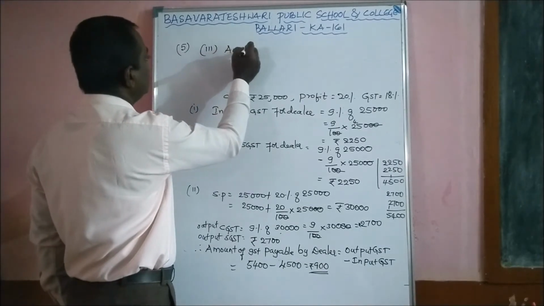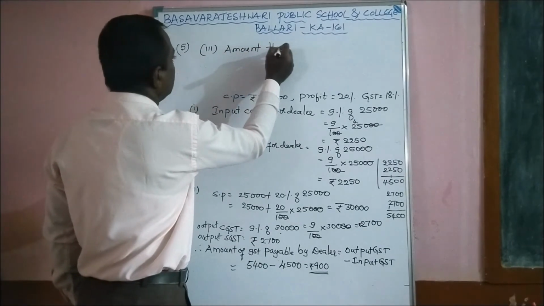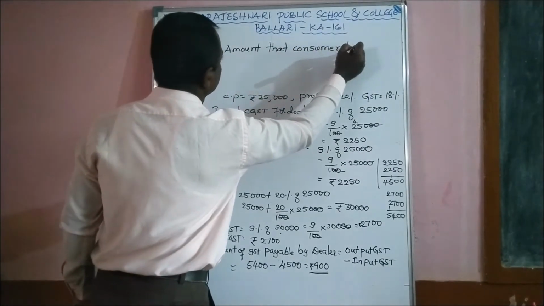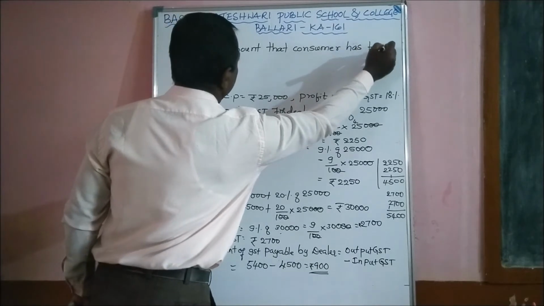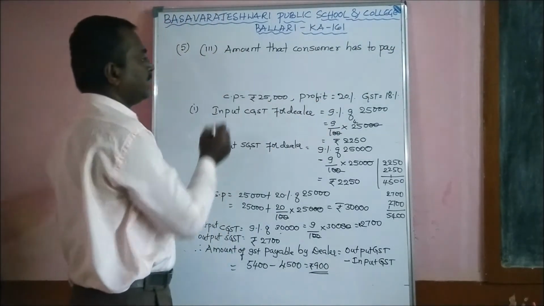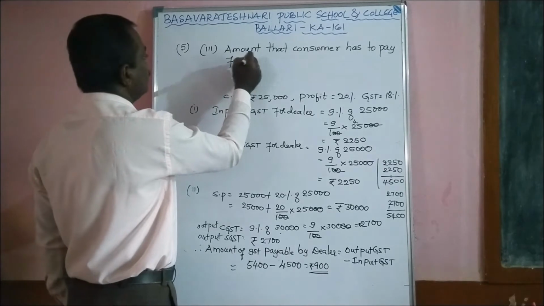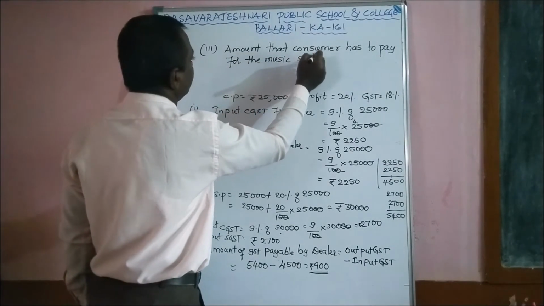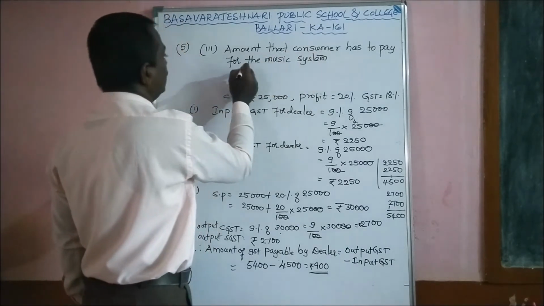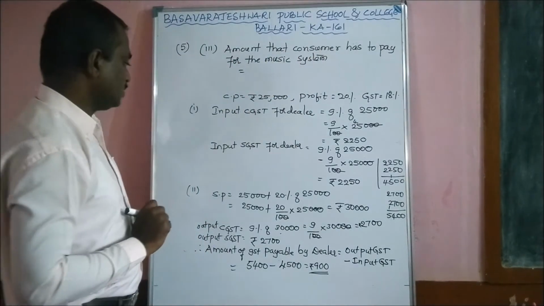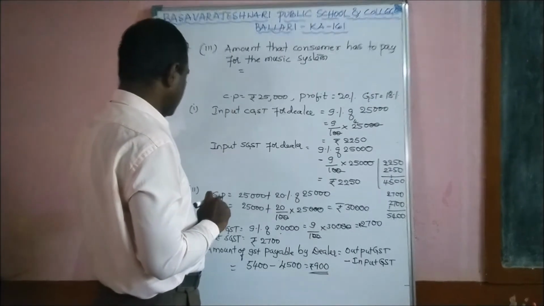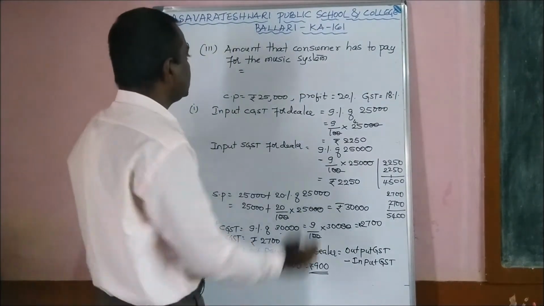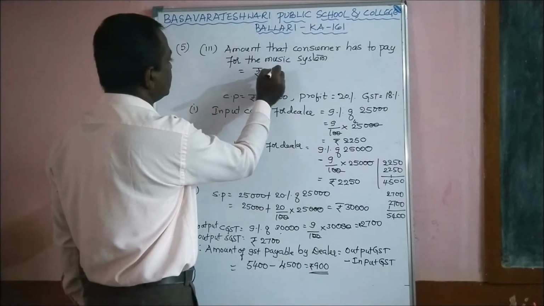Amount that the consumer has to pay for the music system is equal to. So what you have to do? What is the amount? What is the selling price of that? This one, 30,000 rupees, isn't it? So 30,000 rupees.